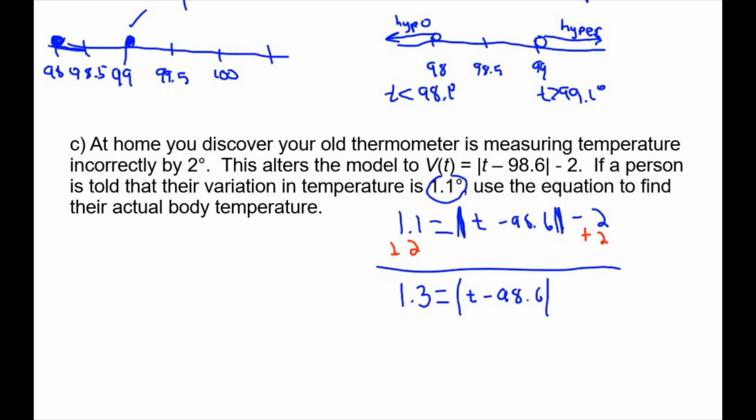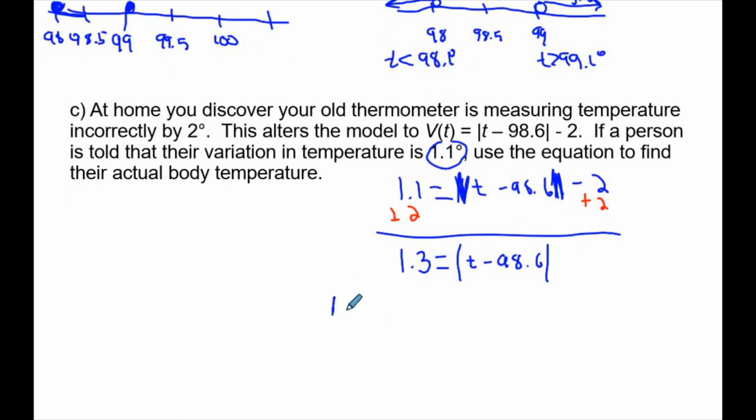That feels very awkward in a real life problem, but when you study how to solve absolute value, you have to solve for the absolute value symbols before you apply the fact that you have a positive and a negative one. It's a really critical step that's forgotten by a lot of students. So make sure that you solve for those absolute value symbols first. Okay, so there's my first equation, and my next one is negative 1.3 is equal to T minus 98.6. And then I just solve both of these.